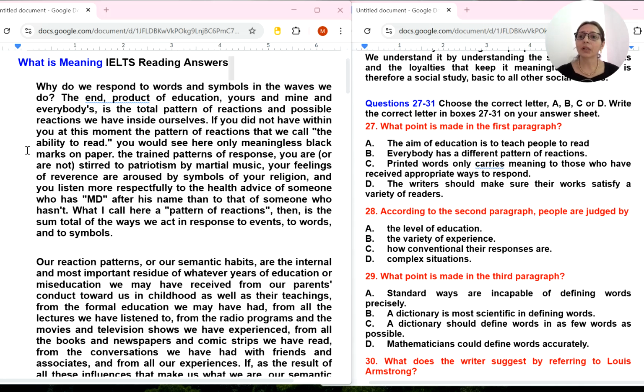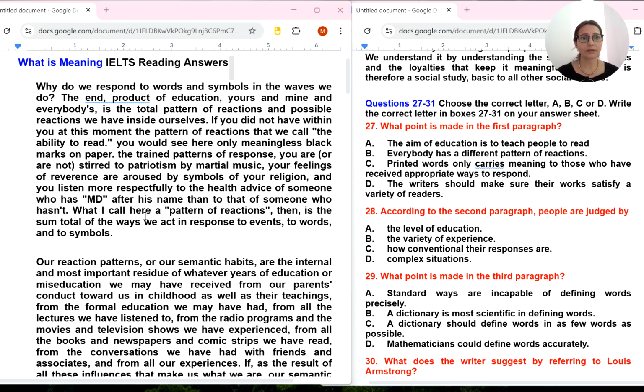That we call the ability to read. You should see here, for meaningless black marks on paper, the trained patterns of response. You are stirred to patriotism by martial music. Your feelings of reverence are aroused by symbols of your religion, and you listen more respectfully to the health advice of someone who has MD after his name than to that of someone who hasn't. So response and reaction is what they are talking about till this paragraph.